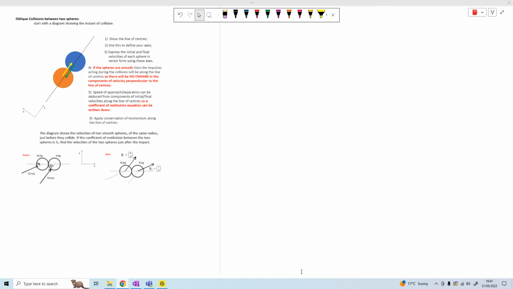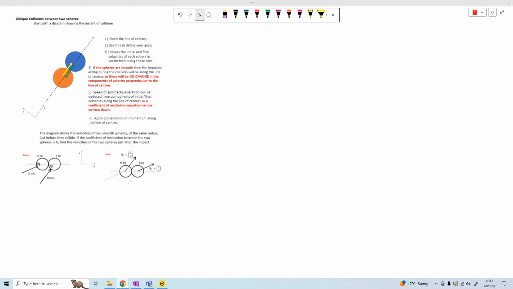Okay, so the final part of impulse and momentum is going to be a collision between two spheres. Now these two spheres are going to be coming at each other at different angles, so not coming head on. There's a few little steps that we can take to ensure that we're tackling this the best we can. In this scenario, we can define our axes wherever we want.